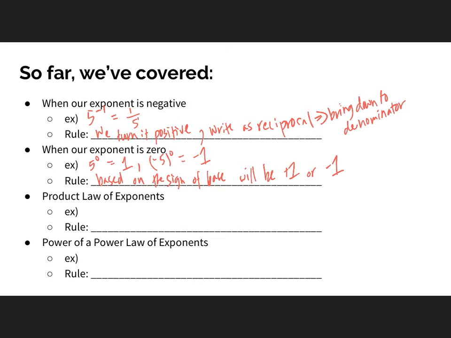Okay. For our product law, it was something like this, where we had a to the third power times a to the fifth power. And then this was going to be the same as a to the 3 plus 5, or a to the 8th power, right? And so our rule is if we have the same base, like in this case, how we had the same base of a in both of our terms, then we just add the exponents.